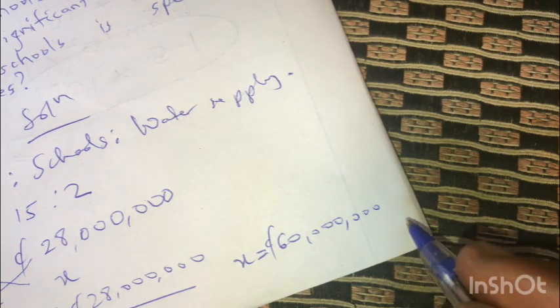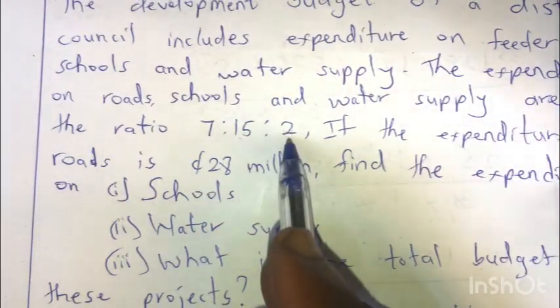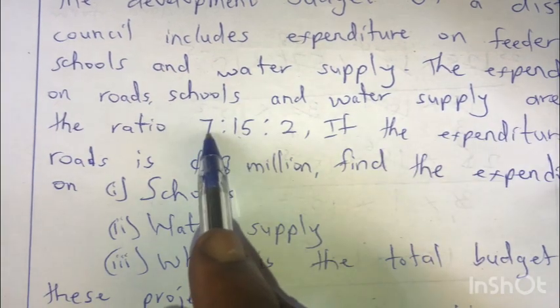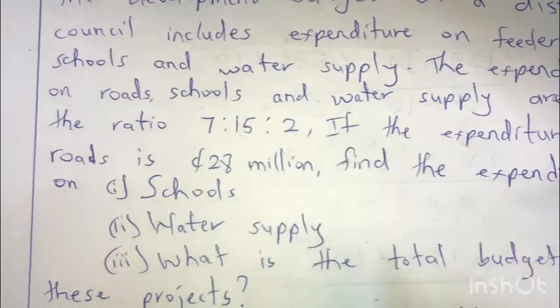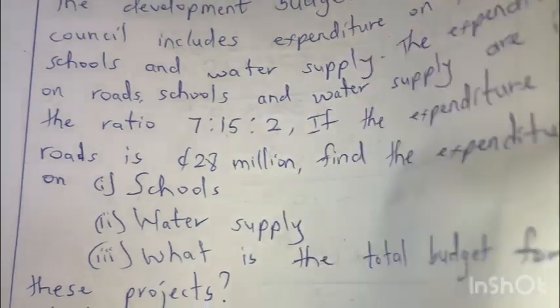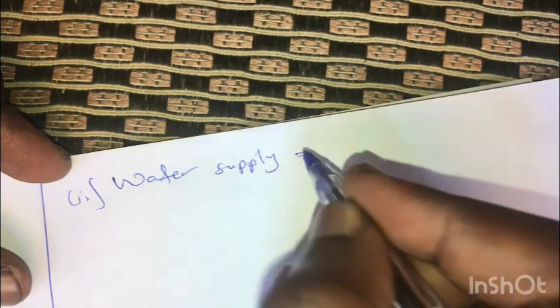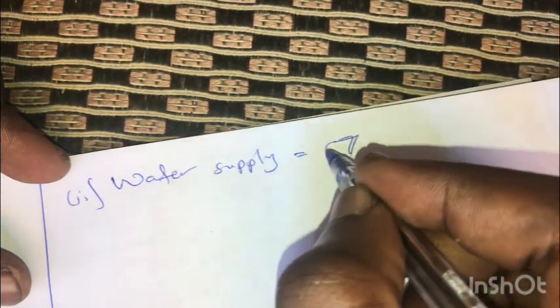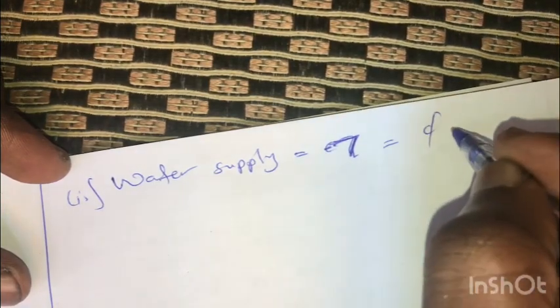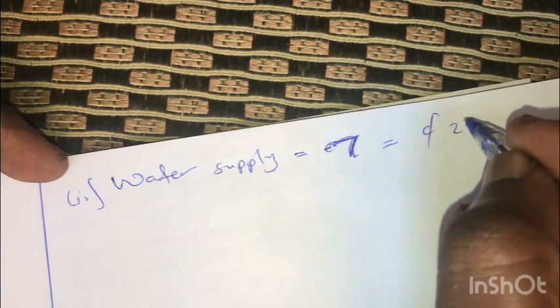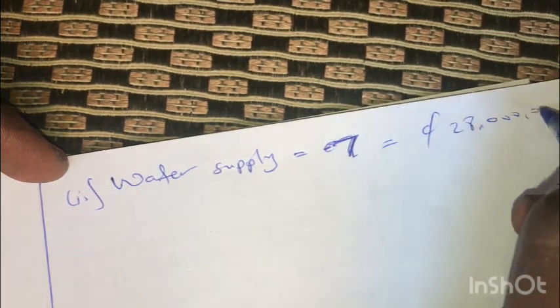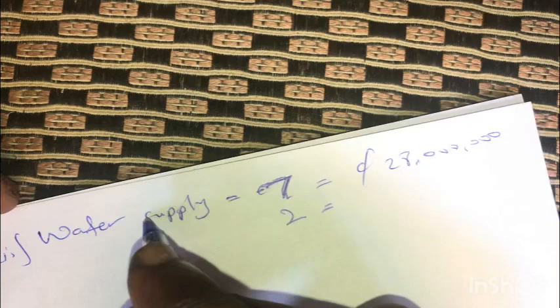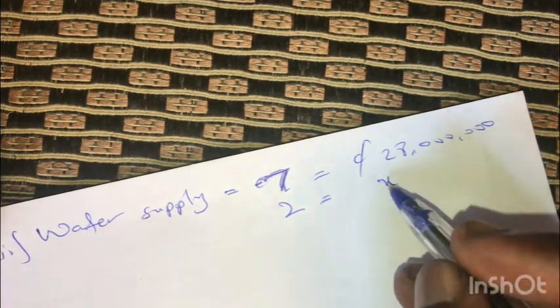That's all. Then what about water supply? What is the ratio for the water supply? 2. I hope you are there. So we can say 7, which is the road, equal to 28 million. Then 2 represented by a variable. So let's do that one and see. For the water supply, we are going to get 7, which is the ratio for the road, equals to, or is equivalent to 28 million. Then 2, which is the ratio of water. We don't know the answer, so represent it by x.